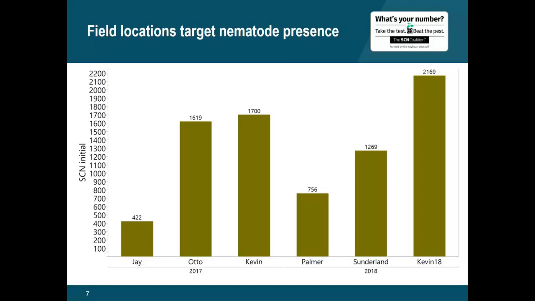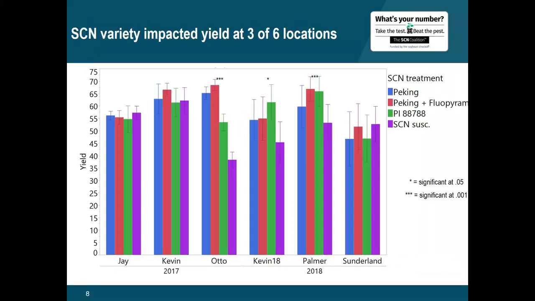We didn't do as good a job identifying high cyst pressure. In these fields, you can see most of them are above 1,000. This is six locations in the last 2 years. We're going to run another 4 or 5 locations this year to wrap up this study. So we had this kind of low to moderate pressure in these fields. This is the response that we got.